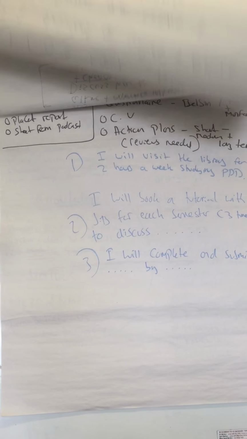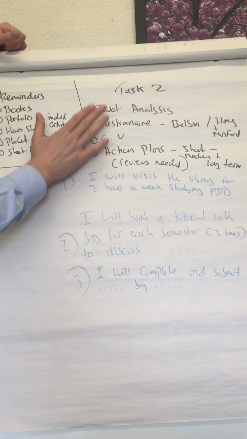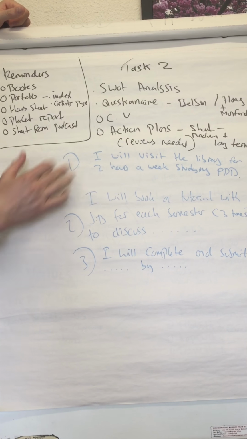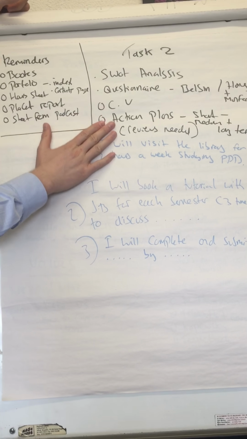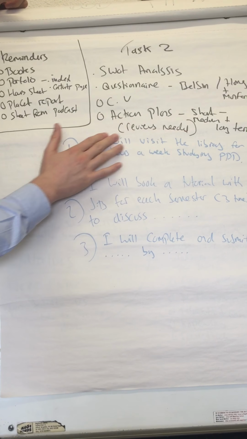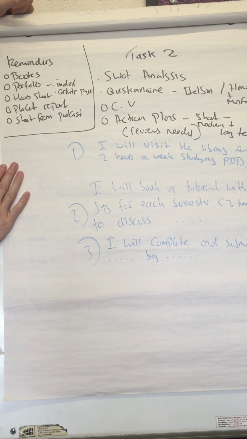So that's task 1. Task 2, you're going to do your SWOT analysis. You've hopefully got your questionnaire, your Belbin and Honey and Mumford. You'll have your CV in there, your action plans, which should be short, medium and long term, and you must include a review in there as well if there's a section that requires you to do that.